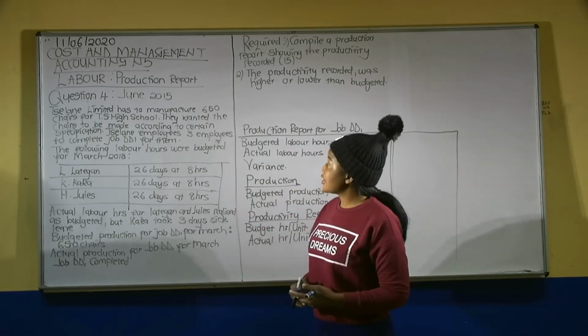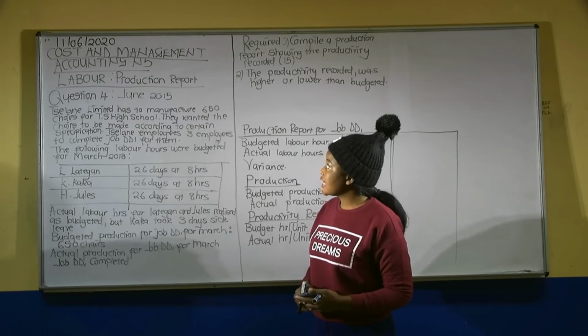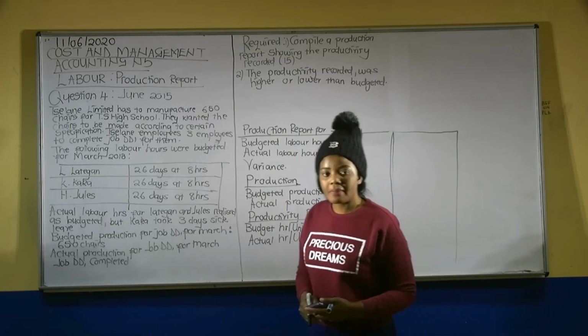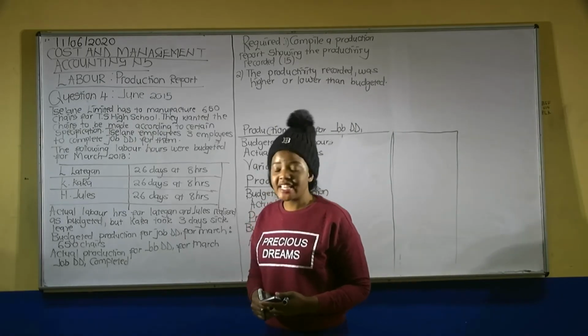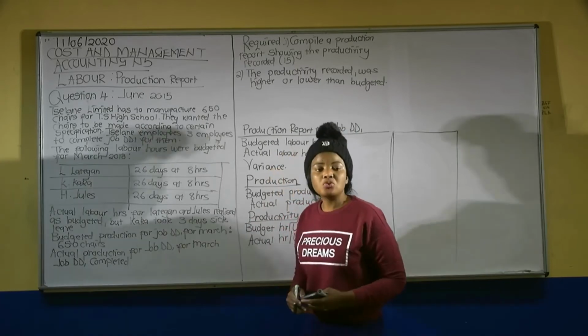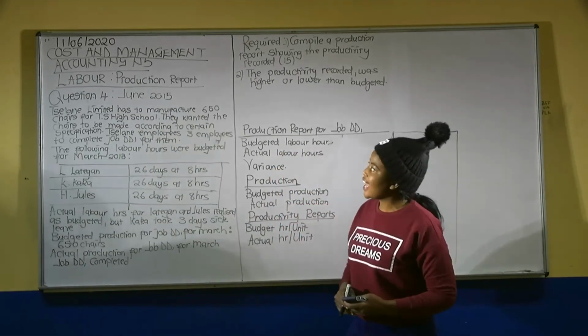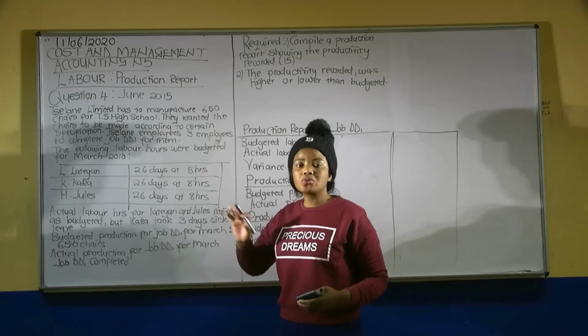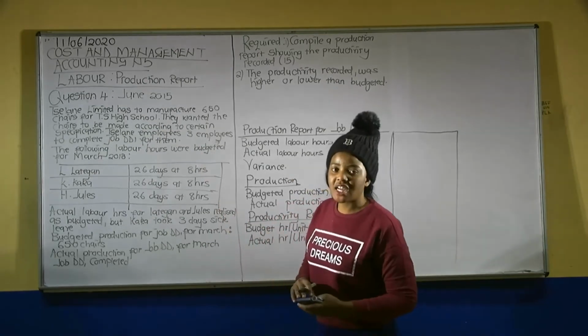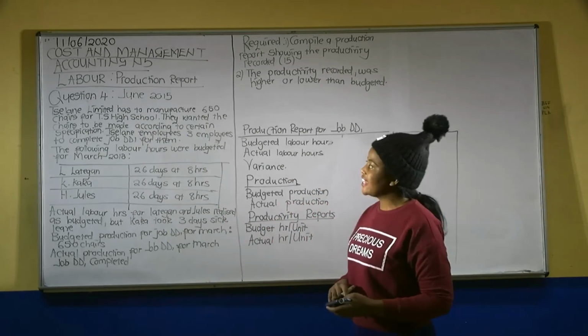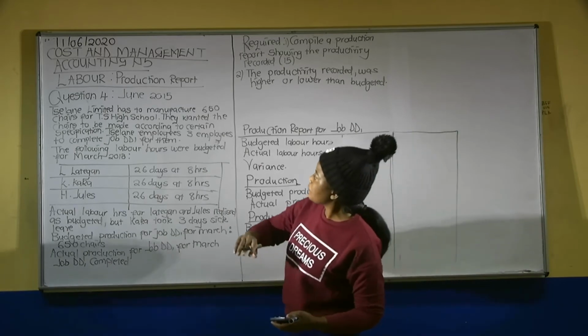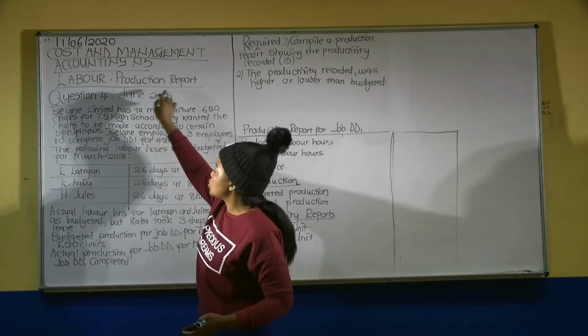I'm going to take you through Cost and Management Accounting N5, and the topic we are looking at today is labor. Today I'm going to show you how to construct a production report. I'll do that by attacking a practical examination question paper. The question is from June 2015.